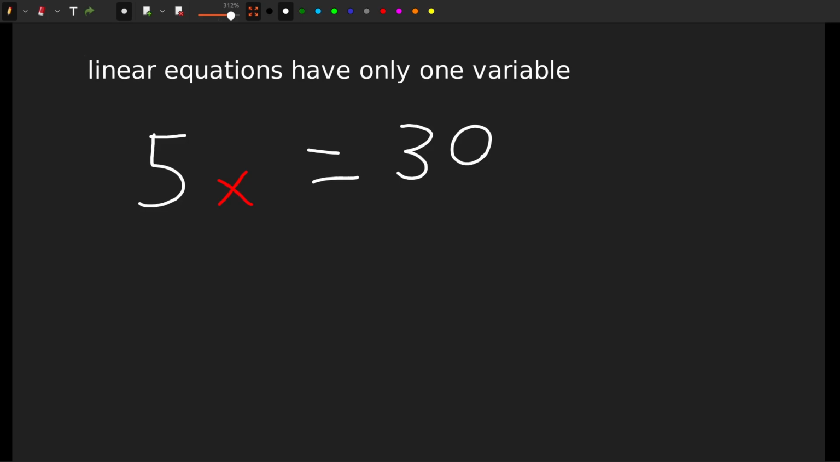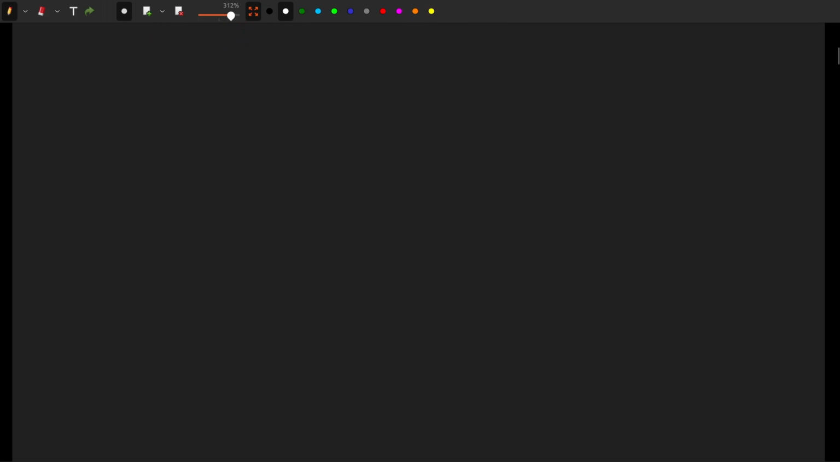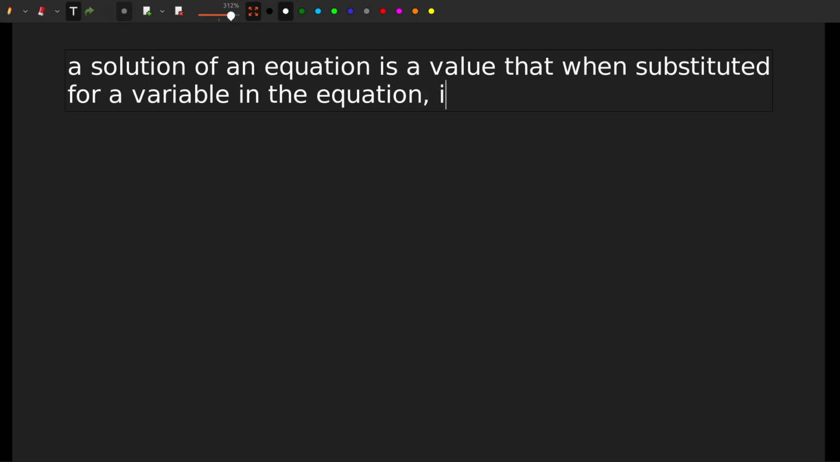Now, when we're talking about equations, we also have to talk about solutions to equations. A solution to a linear equation, a solution of an equation, is a value that, when substituted for a variable in the equation, produces a true statement.